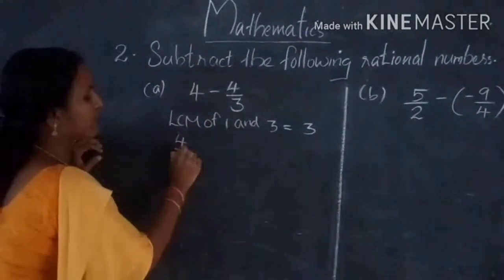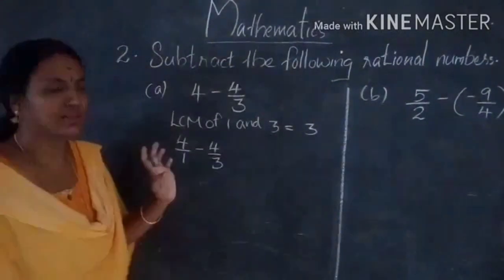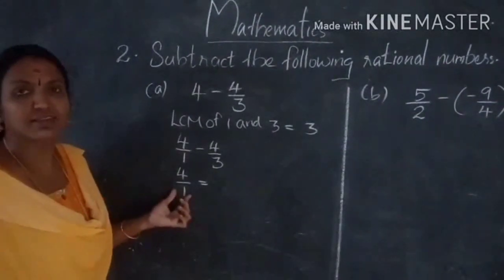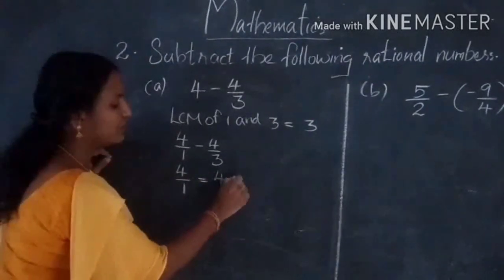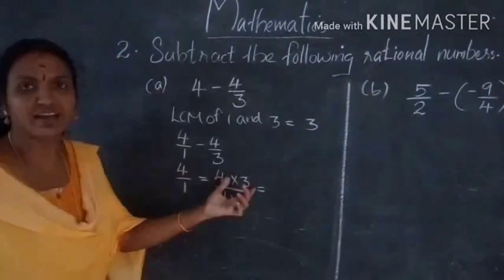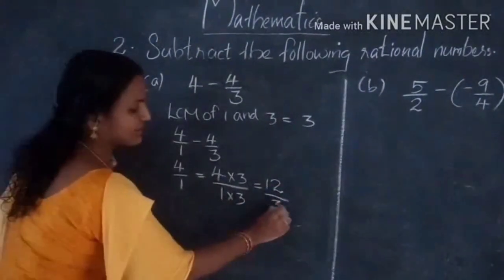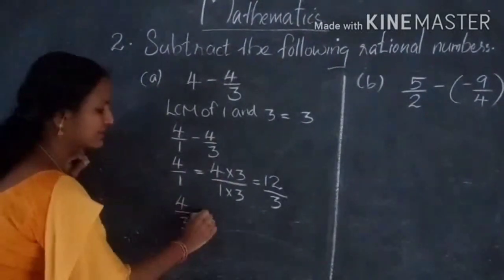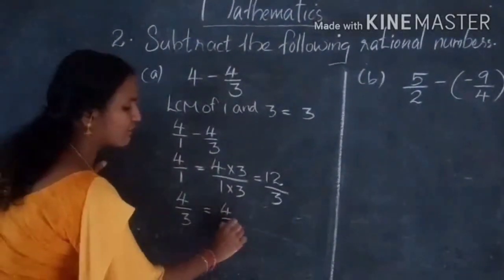4 can be written as 4 by 1 minus 4 by 3. So we find the LCM, which is 3. So 4 by 1 is equal to, how many ones are in 3? 3 ones are 3. So multiplying the numerator and denominator by 3, 4 into 3 divided by 1 into 3 is equal to 4 3s are 12 divided by 1 3 is 3, 12 by 3. The second fraction 4 by 3, here the denominator is 3, so we write the same number. 4 by 3 is equal to 4 by 3.